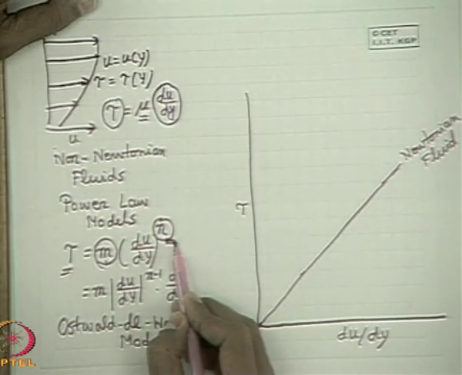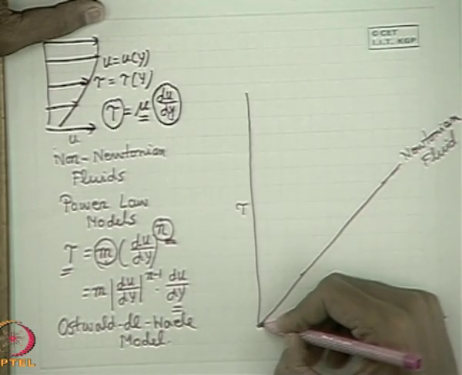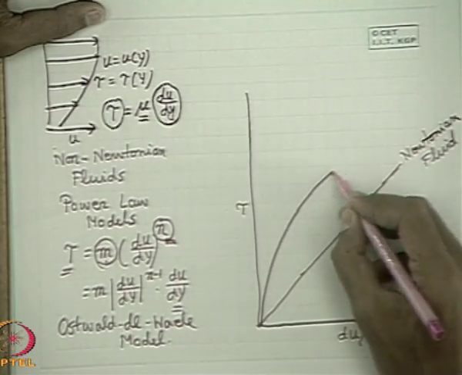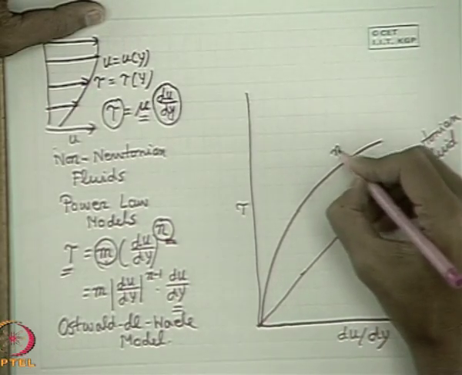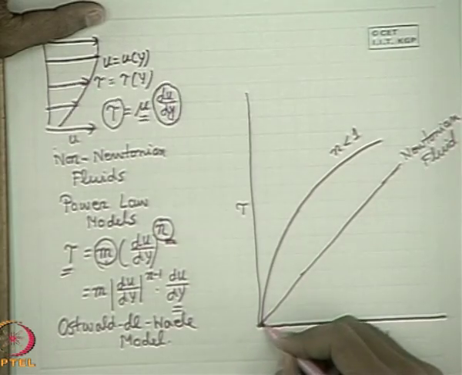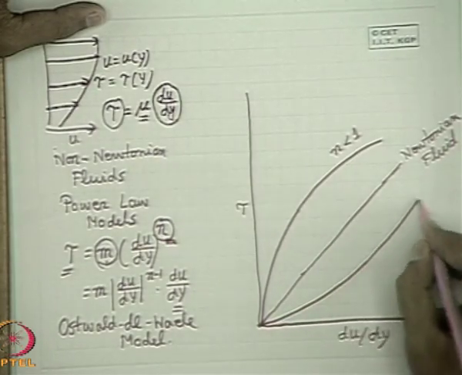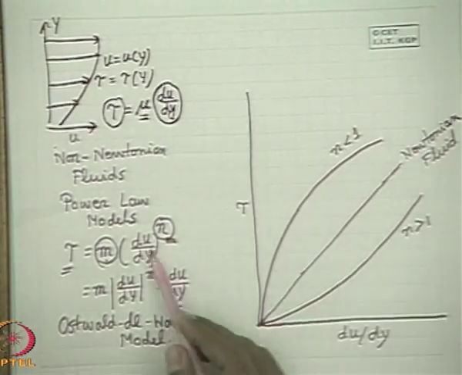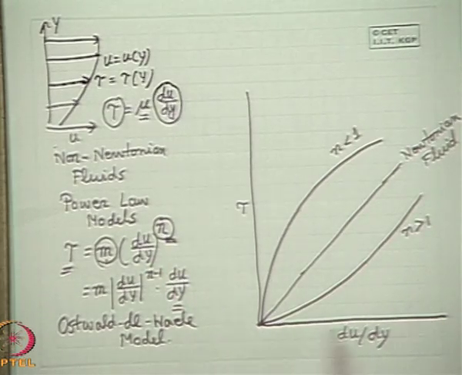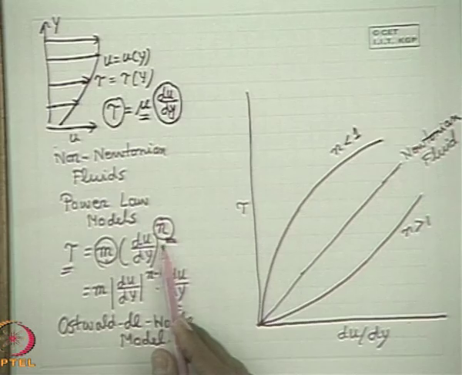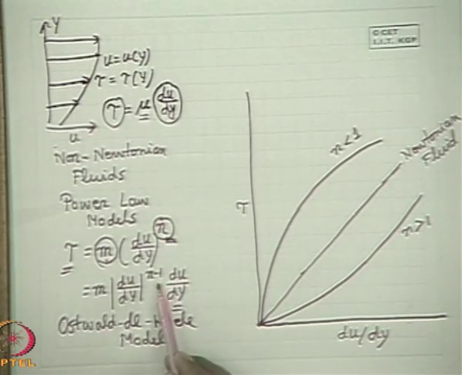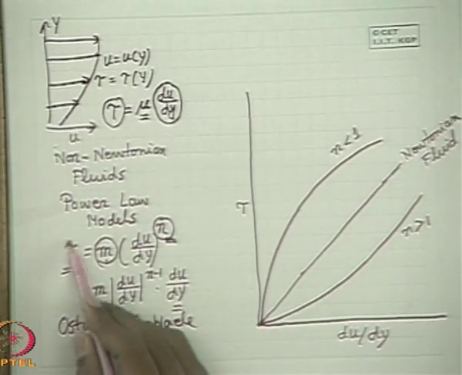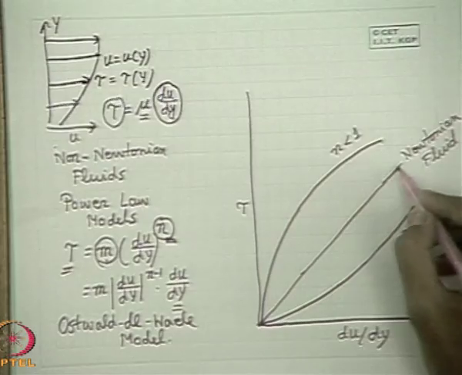The fluids obey a power law model with values of n greater than 1 and less than 1. If you plot the power law curve with the index n less than 1, the curve is like this, and with n greater than 1, the curve is like this. The difference is that in this case the slope, tau divided by du dy, decreases with an increase in du dy. When n is greater than 1, the slope increases with the increase in du dy.